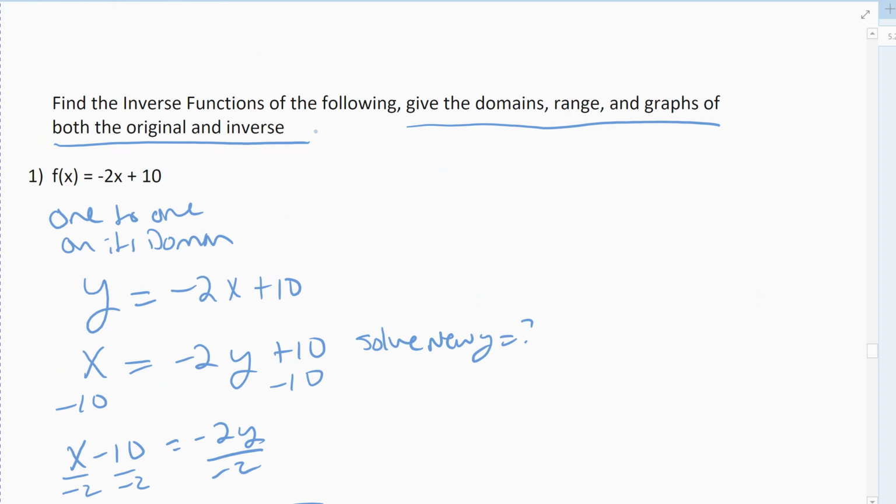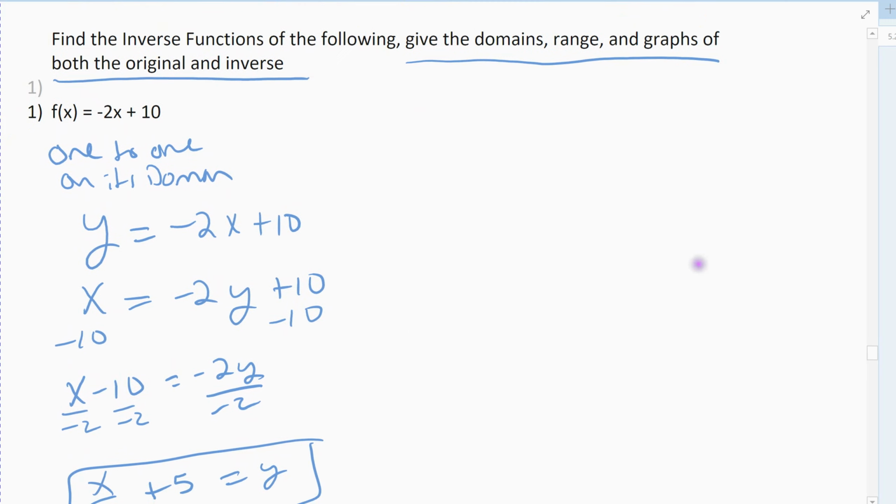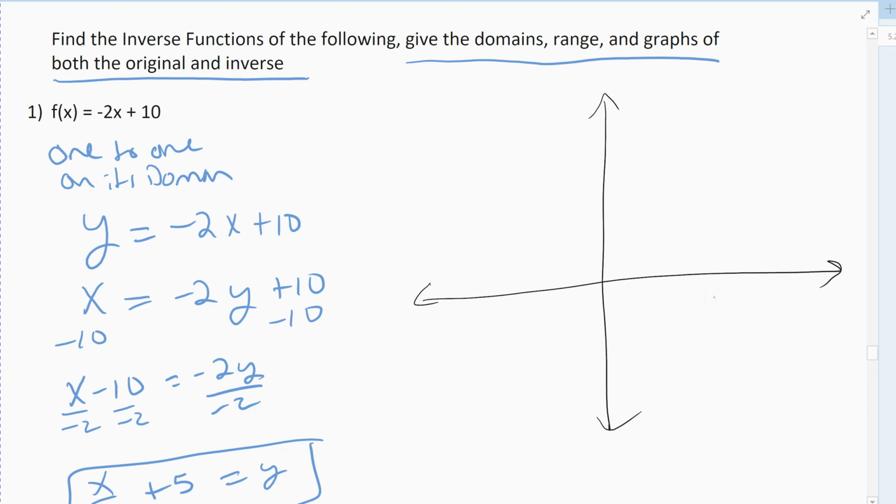The graph and the domain and range are sort of a way to check my answers. It should reflect over the line y equals x. Any point on the original should have a reflection, right? And so that's sort of why we graph them, to check our answers. And it helps us get the correct domain and the correct range. Although in this case, it should be pretty straightforward that the domain and range are both negative infinity to infinity.